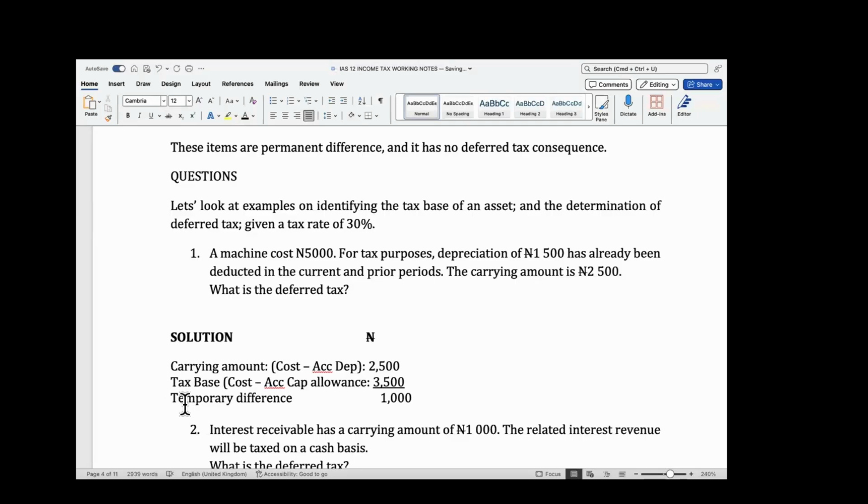Michael said it's taxable. Any other trial? Before I come back to why you're going for your answer. Michael said it's taxable. Okay, if we don't have any other response, Michael, why do you think it should be a taxable temporary difference? Because the tax base is more than the carrying amount, sir. So how does that explain that it should be taxable?